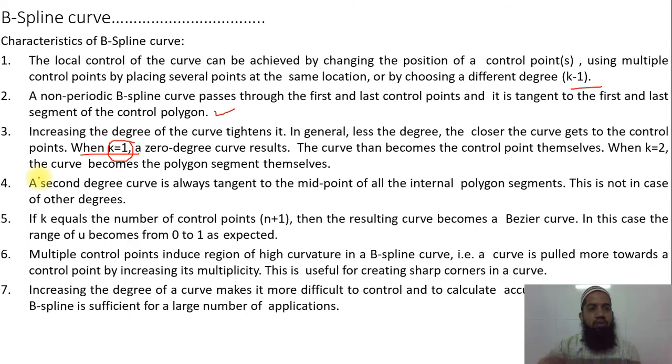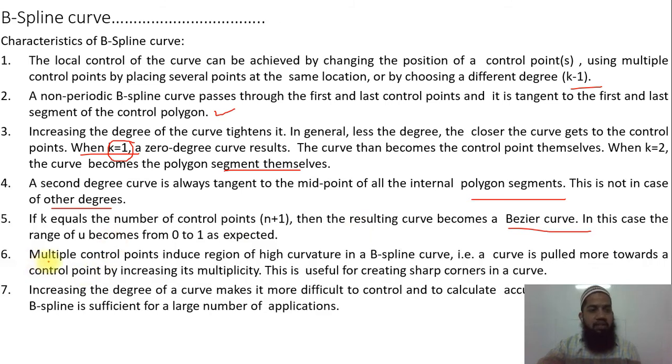When k equals 2, the curve becomes the polygon segments themselves. A second degree curve is always tangent to the midpoint of all the internal polygon segments. This is not the case for the other degrees. If k equals the number of control points, then the resulting curve becomes a Bezier curve. It may be equal to the number of control points, but it is always less than or equal to the number of control points.